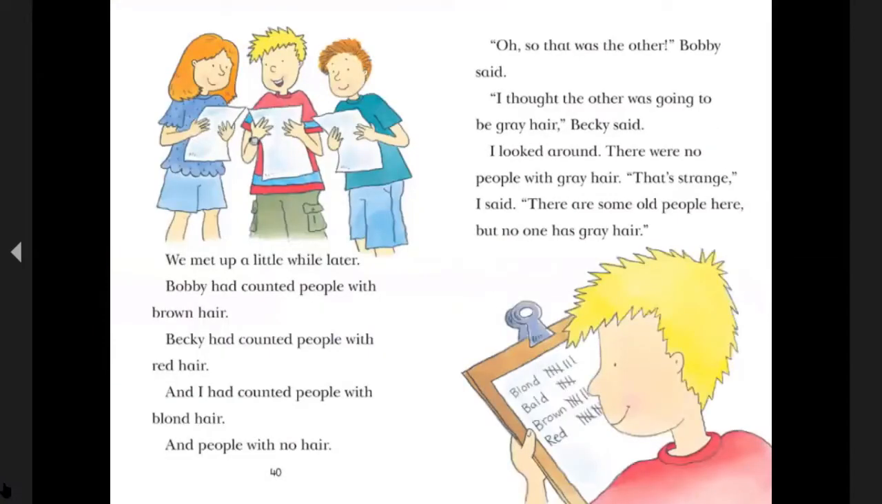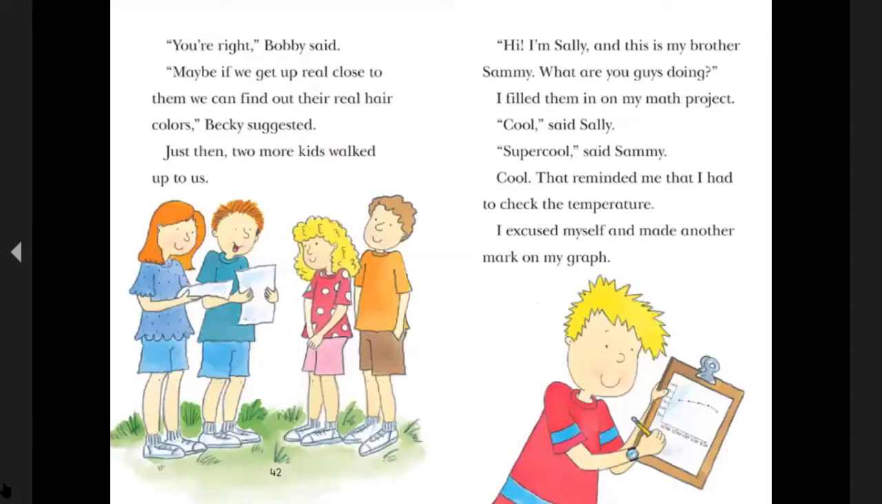We met up a little later. Bobby had counted people with brown hair. Becky had counted people with red hair. And I had counted people with blonde hair and people with no hair. "Oh, so that was the other," Bobby said. "I thought the other was going to be gray hair," Becky said. I looked around. There were no people with gray hair. "That's strange," I said. "There are some old people here, but no one has gray hair." "You're right," Bobby said. "Maybe if we get up real close to them, we can find out their real hair colors," Becky suggested. Just then, two more kids walked up to us.